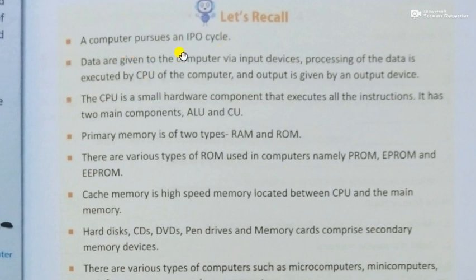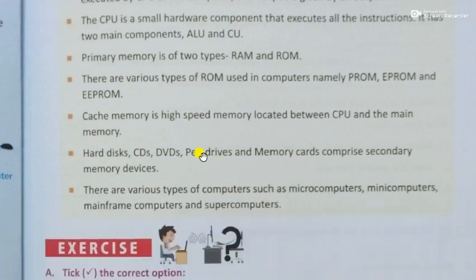A computer pursues an IPO cycle. Already we have seen it, and data is given to the computer via input devices. We know it: we give input through devices like keyboard, mouse, camera, mic and all those things. The CPU is a small hardware component that executes all the instructions. We know the CPU is the main part of a computer, and we have primary memory in two types, RAM and ROM. We have learned about various types of ROM, cache memory, the external memories, and various types of computers. Okay, you got it? Fine.